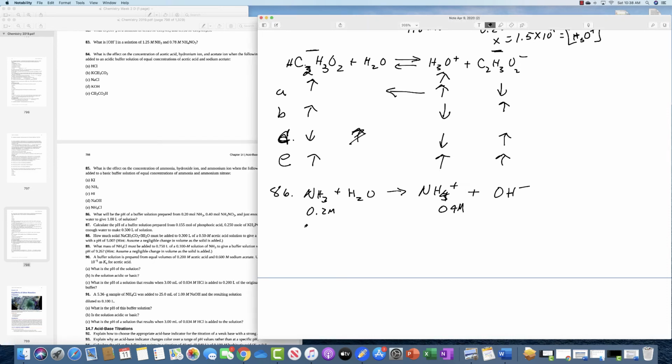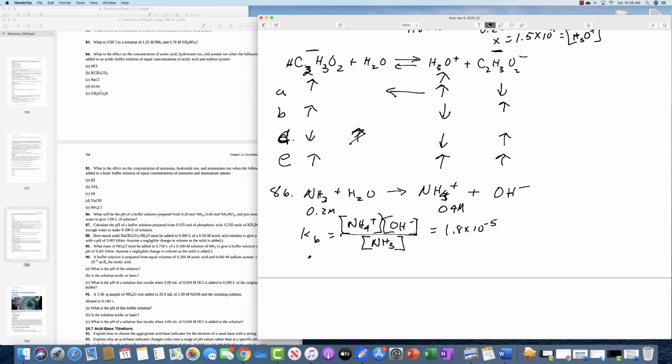The Kb for this is written like this. And so we have the concentration of ammonium ions times the concentration of hydroxide ion divided by the concentration of ammonia. The Kb in this situation is 1.8 times 10 to the minus 5. You can look that up in the back of the book. I just happen to know that.